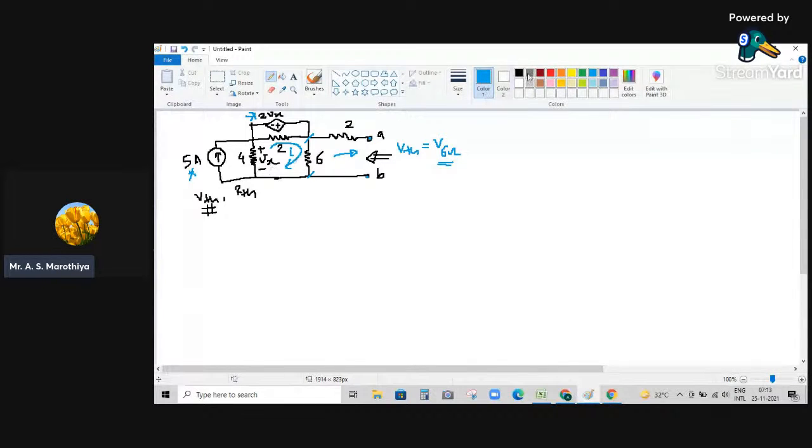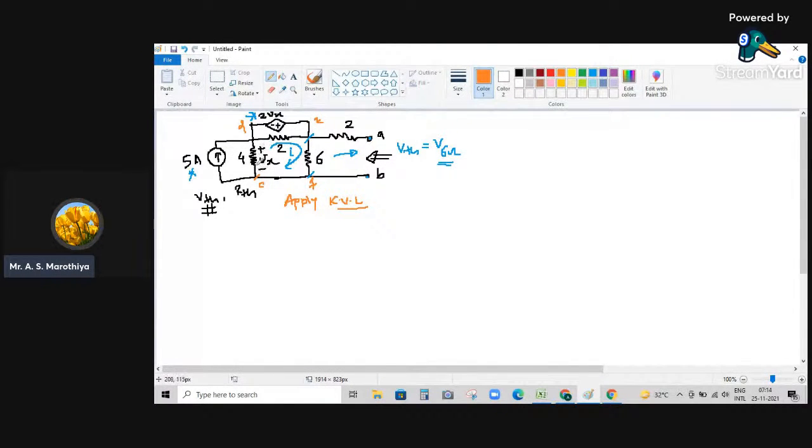Now let us apply Kirchhoff's voltage law in this closed loop, this one. That means let us consider that this terminal is say C, this terminal is say D, this terminal is say E, and this terminal is say F. So C, D, E, F, I'm going to apply Kirchhoff's voltage law.